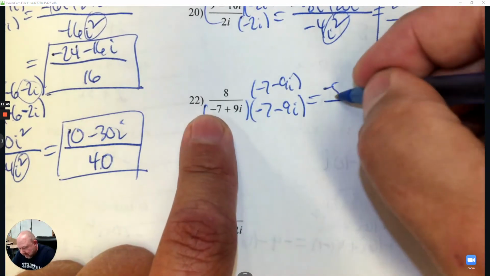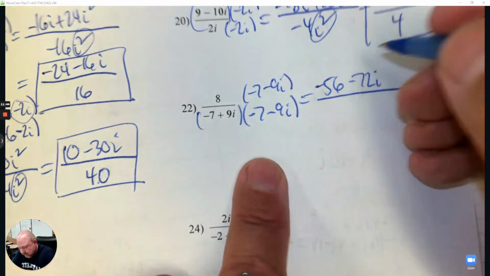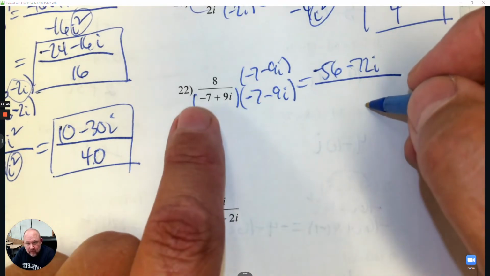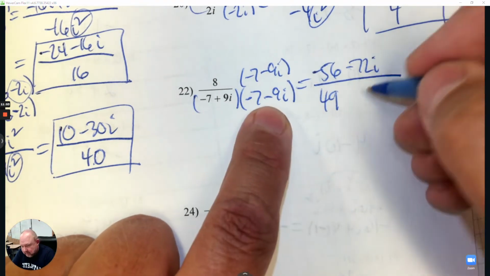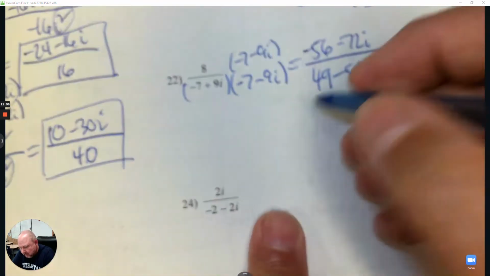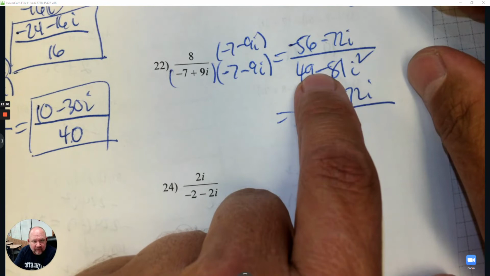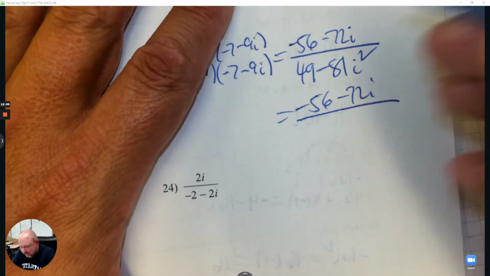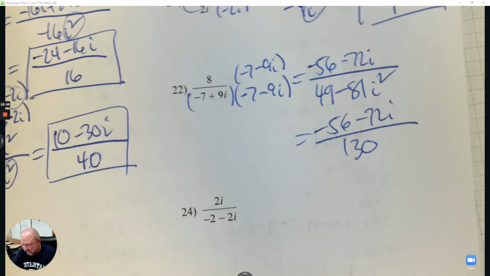So we multiply, that's negative 56 and negative 72. I don't have to do anything with that. On the bottom, it's a difference of squares. So first times first is positive 49, and last times last is negative 81i squared. So I have negative 56 minus 72i. Remember, the i squared makes this a plus 81. So 81 plus 49 is 130. All right, a few more left here.